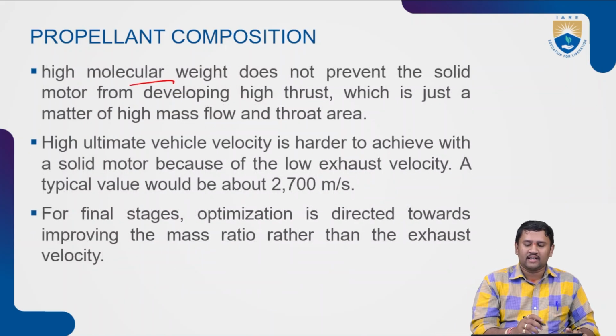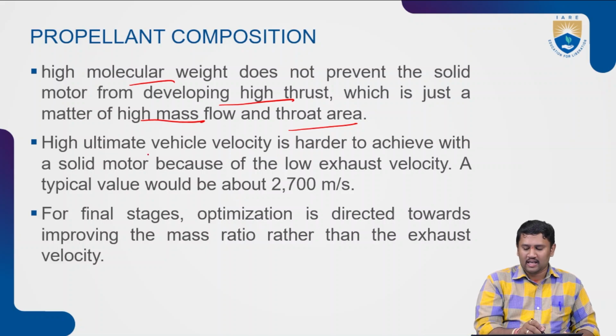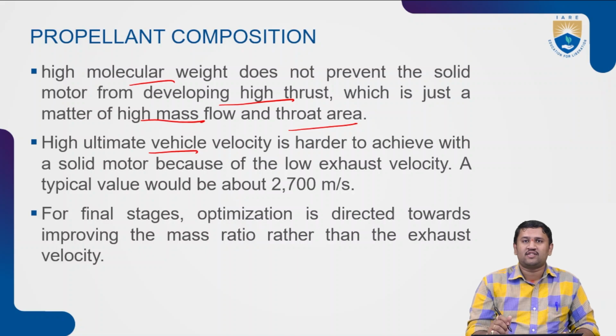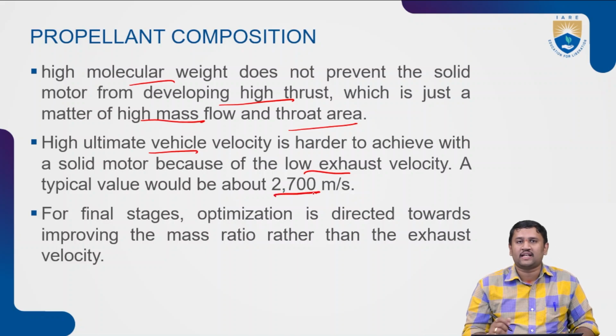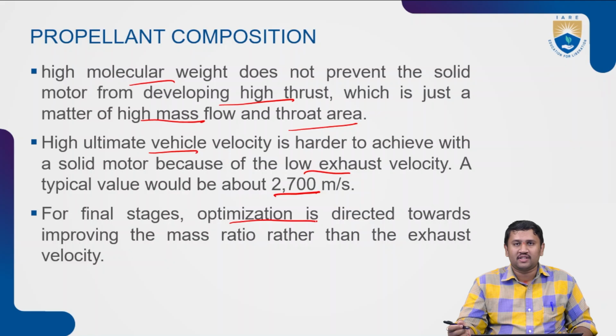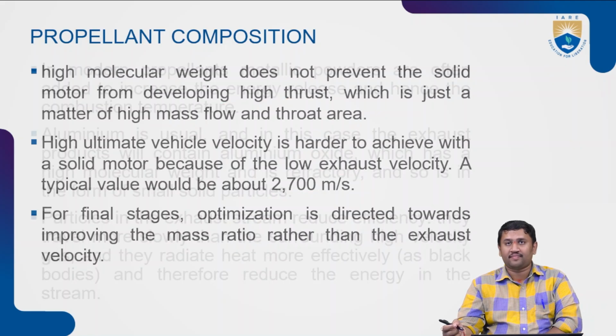High molecular weight doesn't prevent the solid motors from developing high thrust, which is just a matter of high mass flow in the throat area. The high ultimate vehicular velocity is harder to achieve with a solid motor because of the low exhaust velocity, with a typical value of 2700 meters per second. For final stages, optimization is directed towards improving the mass ratio rather than exhaust velocity.